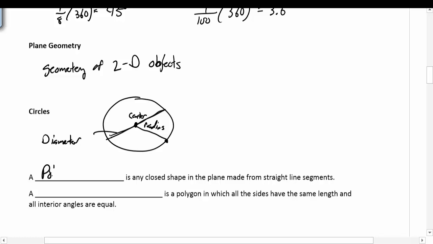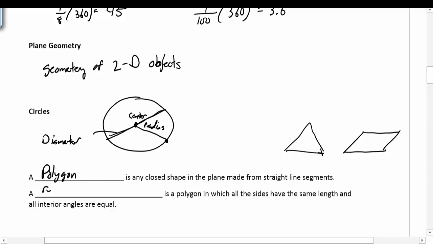A polygon is any closed shape in the plane made from straight line segments. So anytime I can connect line segments together and form a shape, things like a triangle or maybe a parallelogram would be different examples of polygons.